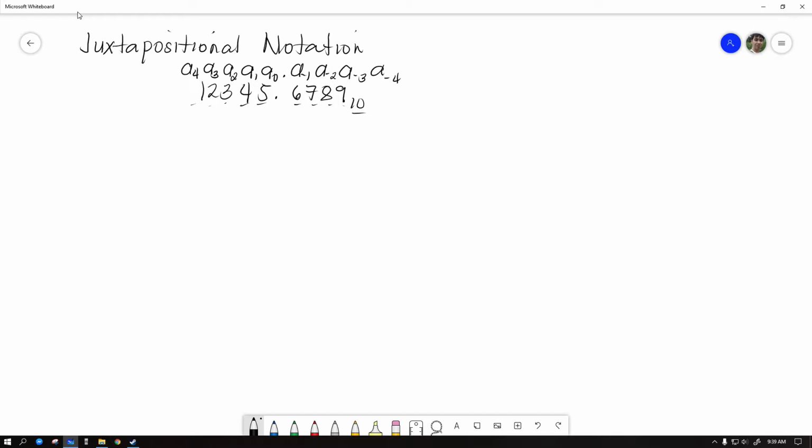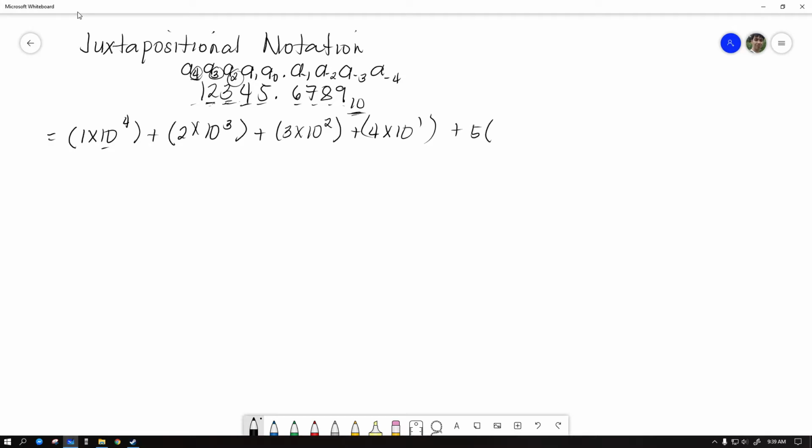Okay, so to express your number in juxtapositional notation, you can write this as 1 times 10. This is times 10 because it is in decimal notation, base 10. So 1 times 10 to the 4, plus 2 times 10 to the 3, plus 3 with exponent 2, then we have 4 with exponent 1, and then we have plus 5 times 10 to the 0.